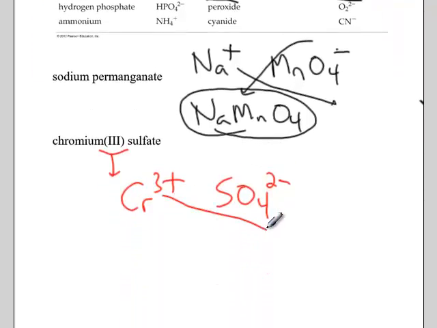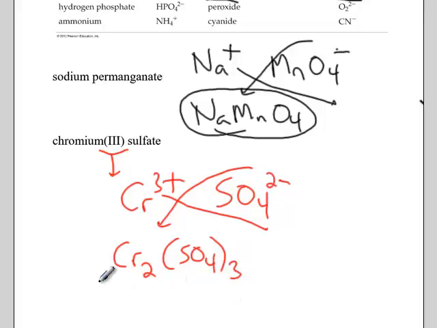When we do the crisscross this time, the 2 subscript on the chromium is just like normal, but now we need a 3 subscript on sulfate. Whenever you have more than one polyatomic, you have to put parentheses around the whole thing. So this would be SO4 in parentheses and then a 3. So this is chromium 3 sulfate.